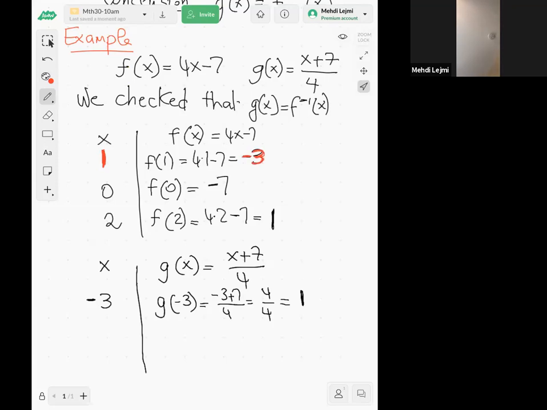If you switch the x and the y, so for example, if your x is negative 3, then g of negative 3 is going to be 1. So it's like you interchange the x with the y. If x is 1, f of 1 is negative 3, but for the function g, if x is negative 3, then the output is 1. So it's like you interchange your x with your y.